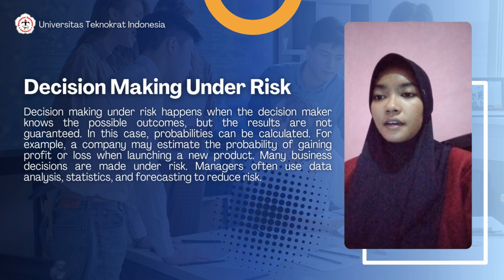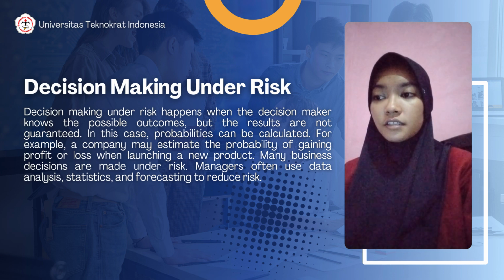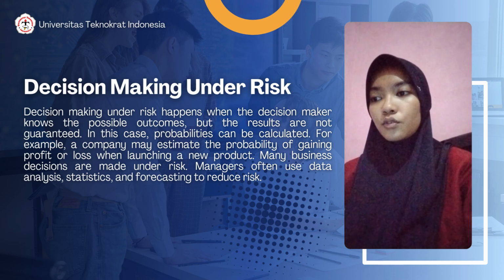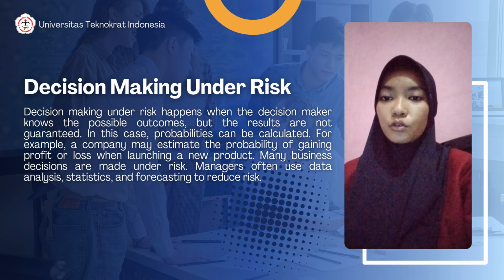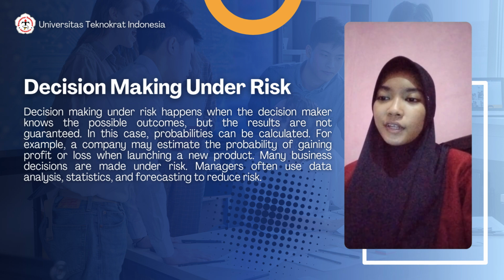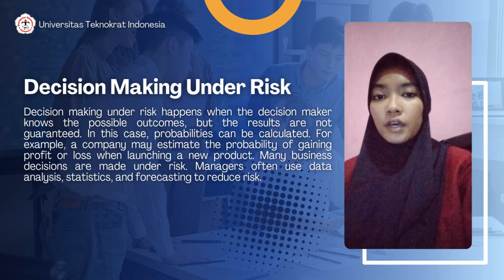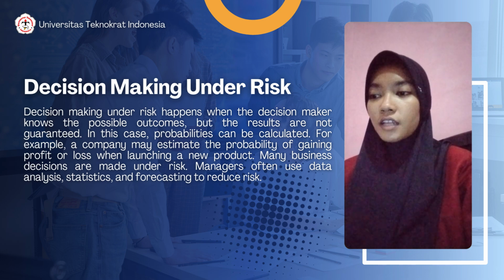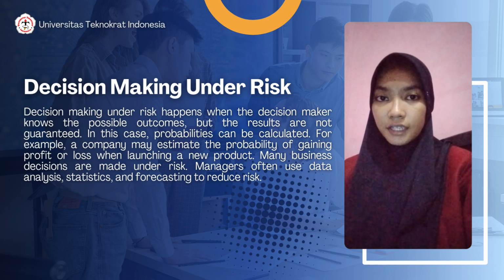Next, decision making under risk. Decision making under risk happens when the decision maker knows the possible outcomes, but the results are not guaranteed. In this case, probability can be calculated. For example, a company may estimate the probability of gaining profit or loss when launching a new product. Many business decisions are made under risk. Managers often use data analysis, statistics, and forecasting to reduce risks.